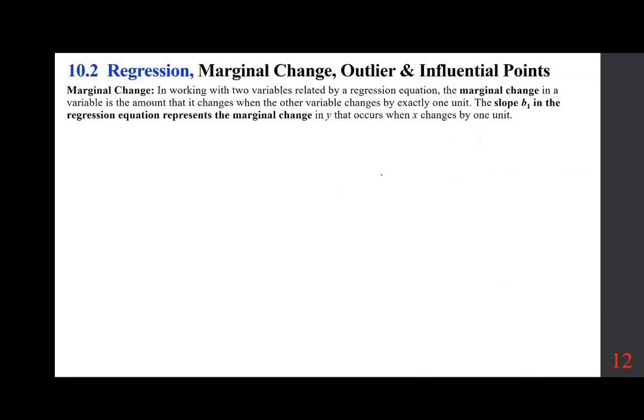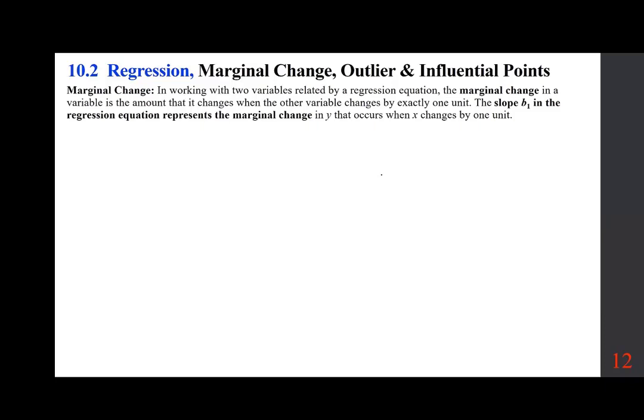Regression, marginal change, outlier, and influential points. So these are some definitions. We want to make sure we are comfortable with that. Marginal change. In working with two variables related by a regression equation, the marginal change in a variable is the amount that it changes when the other variable changes by exactly 1 unit. The slope b1 in the regression equation represents the marginal change in y that occurs when x changes by 1 unit. Okay, what do we mean by that?